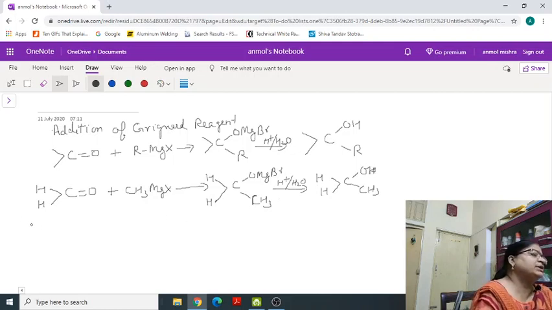If you take acetaldehyde, it will form secondary alcohol.